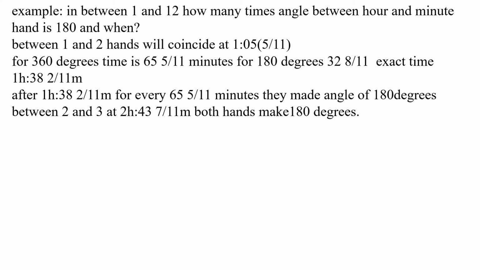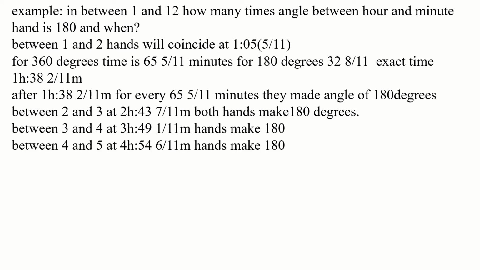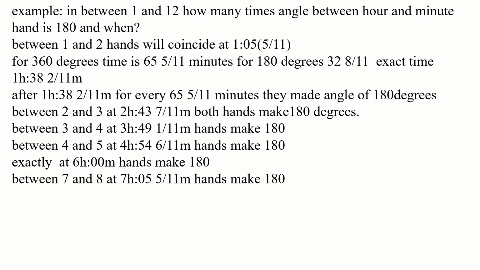Between 2 and 3, you get 2 hours 43 minutes, you get 180 degrees. Between 3 and 4, 3 hours 49 minutes, you get 180 degrees. Between 4 and 5, at 4 hours 54 minutes, you get 180 degrees. At 6 o'clock, exactly 180 degrees is there. Between 7 and 8, at 7 hours 5 minutes 5 by 11th minute, you get 180 degrees. Simply adding 65 5 by 11 to this every time, you get this result.